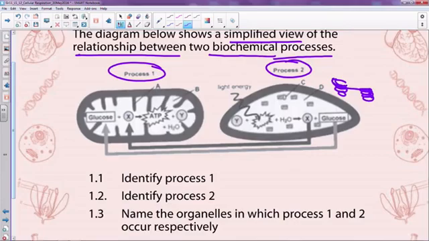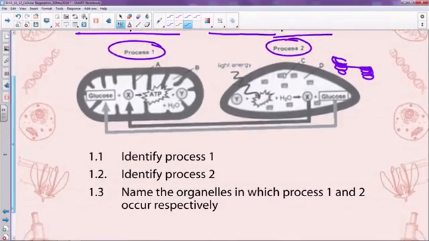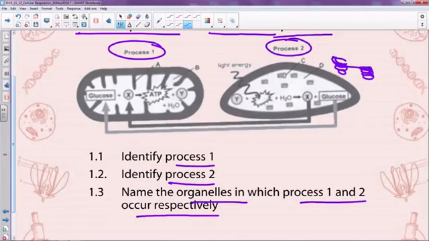Let's get to the questions. I'll give you an opportunity to work through these, and then we can get back and look at some solutions. Question number 1.1: identify process 1. Then identify process 2, and number 1.3: name the organelles in which process 1 and 2 occur respectively. So guys, 2 minutes, have a quick discussion, look at these organelles, try and identify the different processes and what these organelles represent, and I'll see you at the end of 2 minutes.